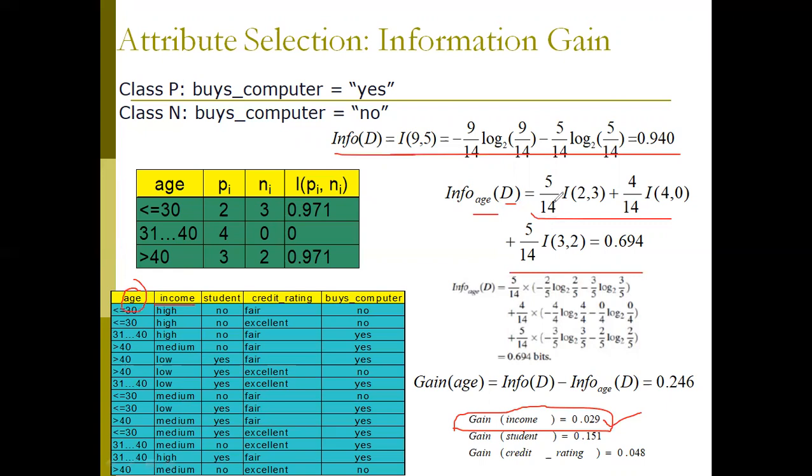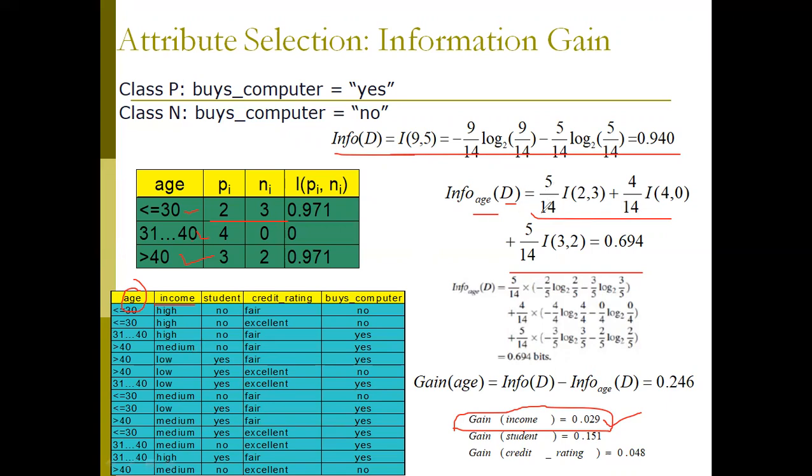So what is this? 5 by 14. Actually, the age attribute has three objects: one is less than or equal to 30, one is 31 to 40, and the third one is greater than 40. These are the three different objects under the age attribute, right? For age less than or equal to 30, we have 5 records. So that's why 5 by 14. The total number of records of this table is 14. Among the 14 records, 5 records are represented with age less than or equal to 30.